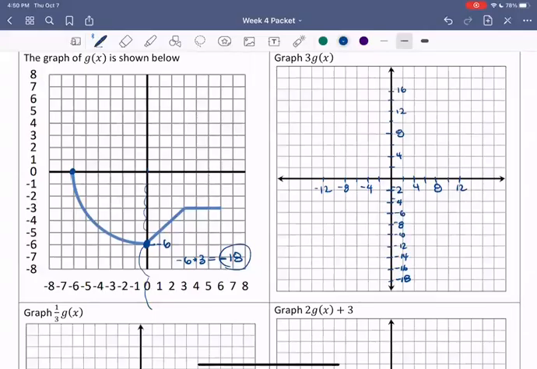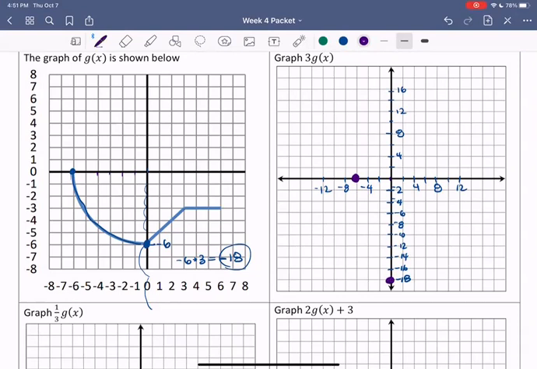So to draw our graph 3 times g of x, I'm just going to take every original output value of g and multiply it by 3. So we're starting at -6. I'm starting here at 0, because 0 times 3 is 0. Then when my input value is 0, we already determined that I'm going to get -6 times 3, which will be down here at -18.